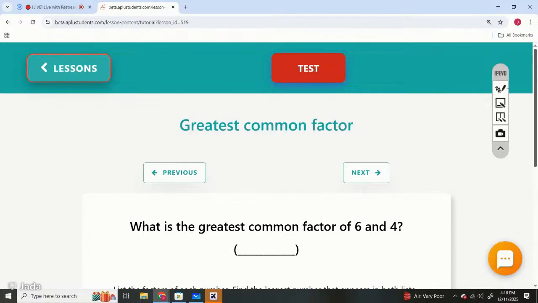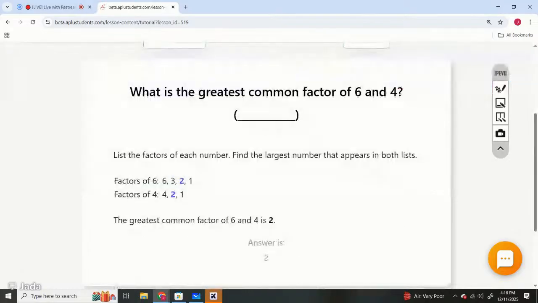What is the greatest common factor of 6 and 4? For the greatest common factor, we need to write down the factors of the numbers, right? Factors are the numbers that when multiplied together make the given number. The factors of 6 are: 6 times 1 is 6, right? So 6 and 1, they both are factors of 6. 3 times 2 is 6, so 3 and 2 are also factors of 6.